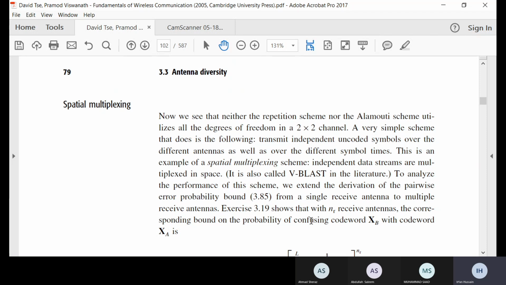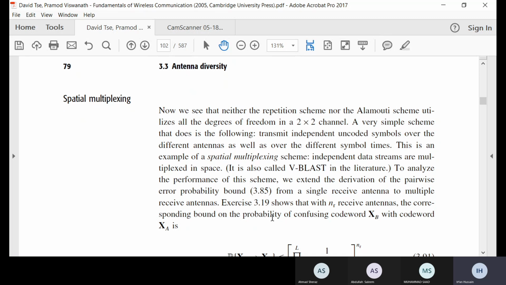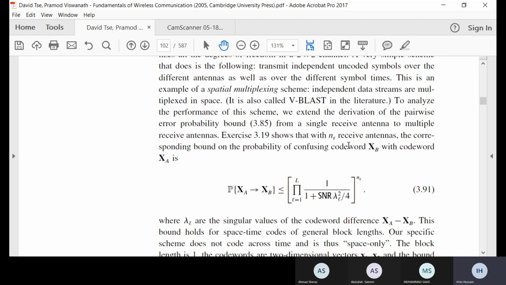And in order to derive the scheme, we extend the derivation of the pairwise probability in 3.85 from single to multiple receive antennas. If you have NR receive antennas, then it has been shown in this exercise that the probability of confusing this code word with this code word is given as follows.